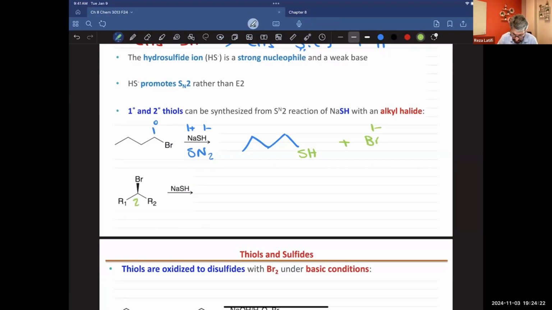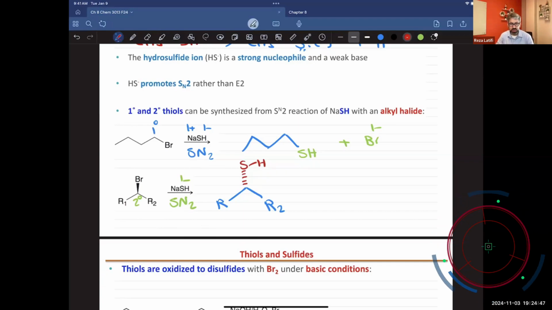Now, if you're dealing with a secondary carbon, it can again get involved in an SN2 reaction, and we will get such a product. Because bromide was facing us, the SH in this case will be at the back of the molecule, and we will have inversion at the stereocenter. So there will be inversion because it's an SN2 reaction.